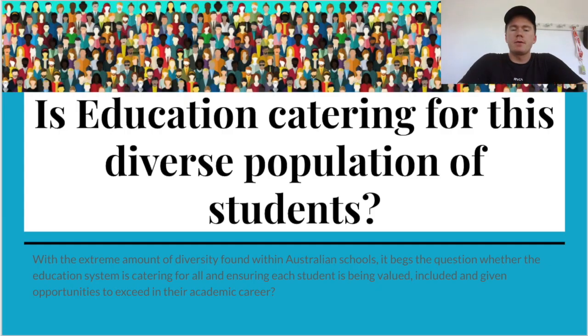With the extreme amount of diversity found within Australian schools, it begs the question of whether the education system is catering for all and ensuring each student is being valued, included, and given the opportunities to excel in their academic career. Over the following slides, we will address the policy and legislation, frameworks and strategies, as well as the standards that act as a tool for educators to ensure their classroom praxis caters for all, and also some transformation to make to existing practices.